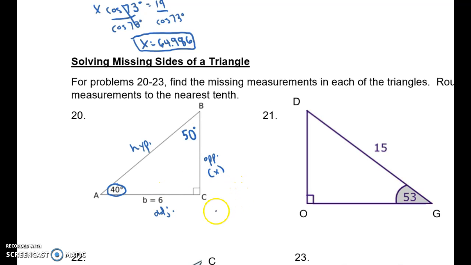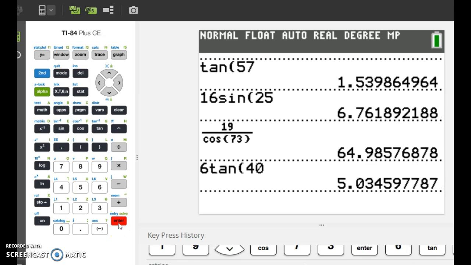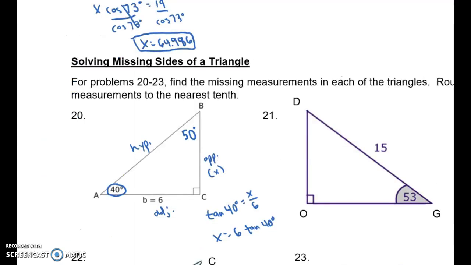So if I'm solving this, my tangent of 40 degrees equals my opposite side x divided by my adjacent side 6. So x is 6 times the tangent of 40 degrees. So I'm going to find out what that is. I'm going to go to my calculator, and I get 5.0 rounding to the nearest tenth.